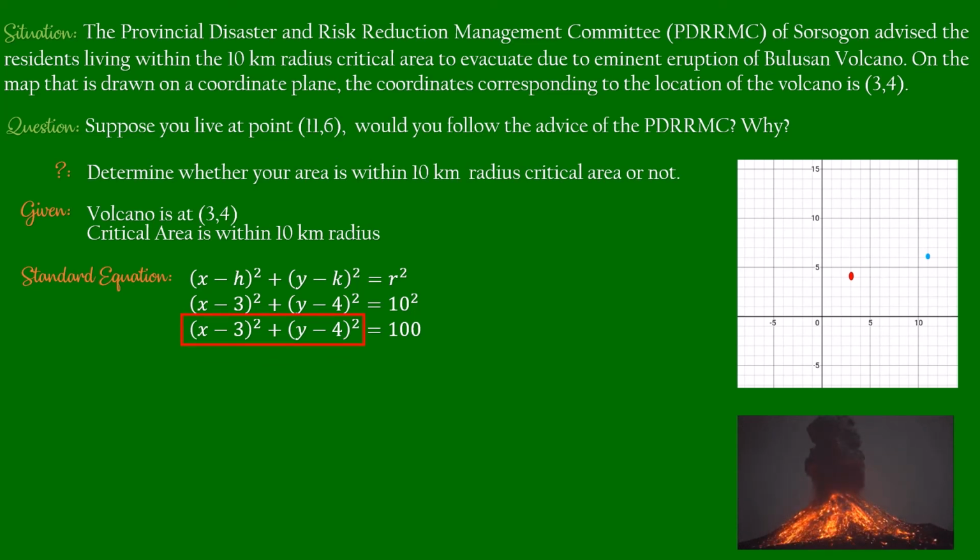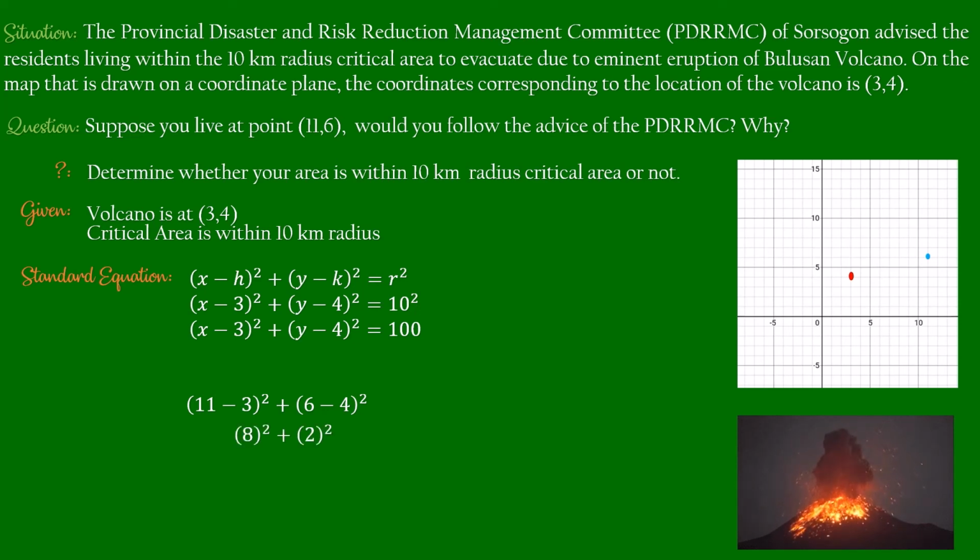Now to answer whether you are within or outside the 10 kilometers critical area, we will be using this. Given that you are living at point (11, 6), we are going to use point (11, 6) as (x, y). So we will substitute 11 to x and 6 to y. So we will have this. Now, if the answer that we get is greater than 100, it means that you are outside the critical area. And if it is less than or equal to 100, then it means that you are within the critical area.